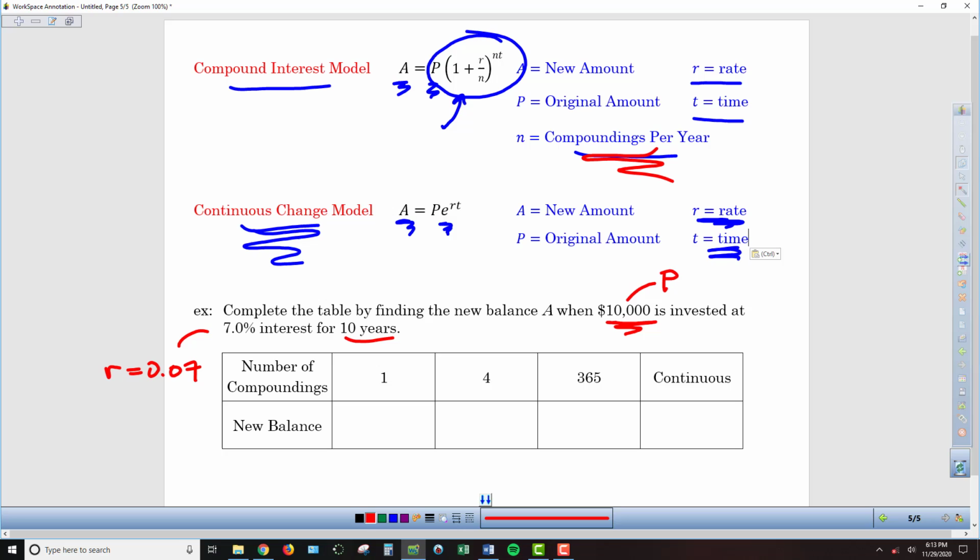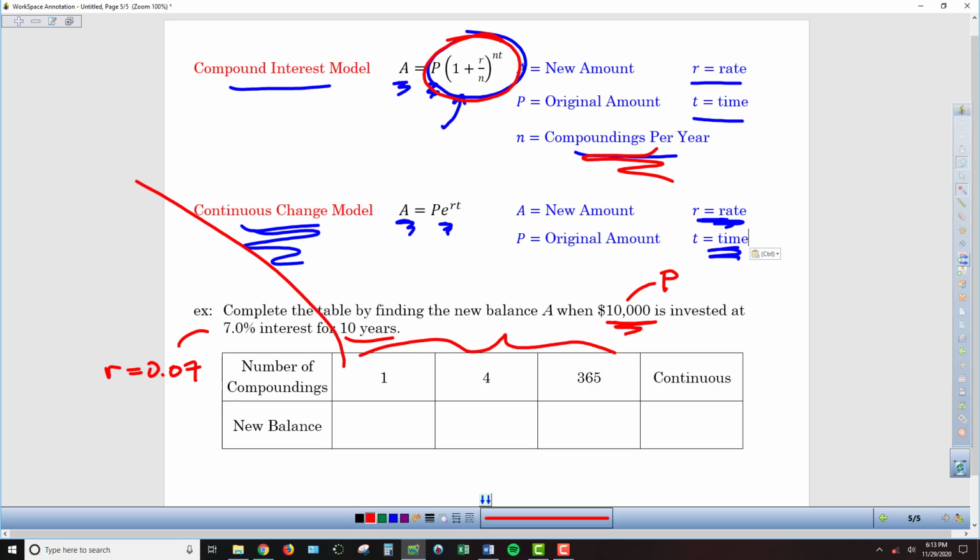So we want to see what change it has on our outcome if we apply the interest just once a year, so every 12 months, 4 times a year, so every 3 months, 365 times, so every day, or if we do it continuously. And so for the first 3 here, we're just going to be plugging into this compound interest model. Since we're not compounding continuously, we're going to be plugging in up there.